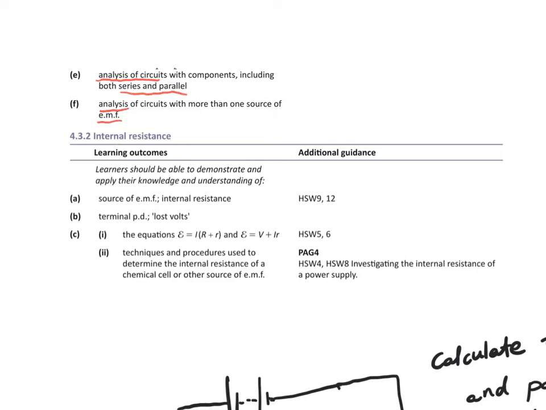I'll do a couple of examples of each, and then I will move on to internal resistance, what we mean by it, how to apply it, what terminal PD and loss volts mean, how to derive the equations that you see here, and how to investigate it, how you can do an experiment basically. It's also one of the PAGs, one of the required practical work that you do need to know. So I will go through techniques and procedures that can be used to determine the internal resistance.